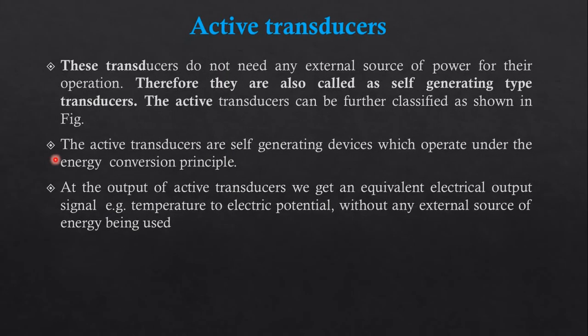So starting with active transducer. Now what is active transducer? These transducers do not need any external source of power for their operation. So this statement says that our transducer does not need any external source or any external power to perform the particular operation. At that time, that kind of transducer is called an active transducer, and therefore they are also called self-generating type transducers, because we are not providing any external source to this transducer. That's why this transducer can also be called a self-generating type transducer.